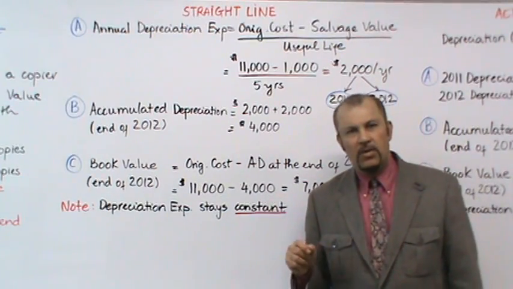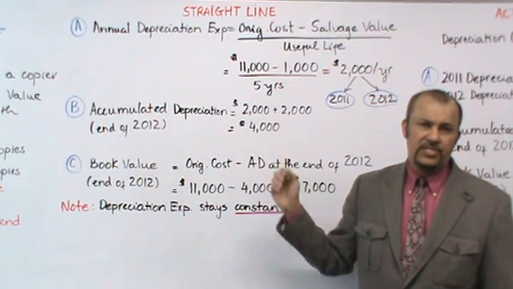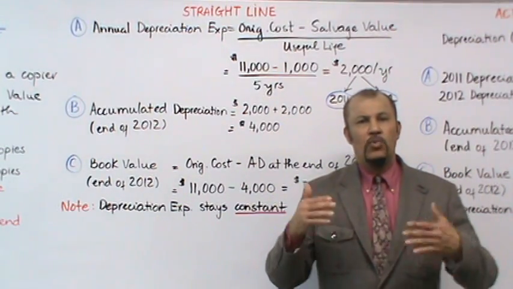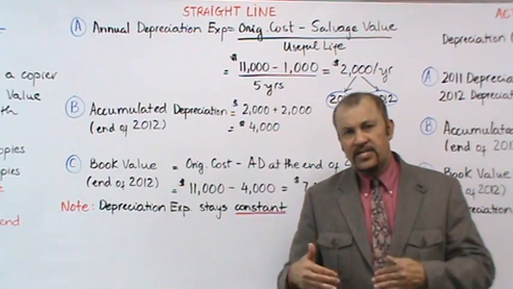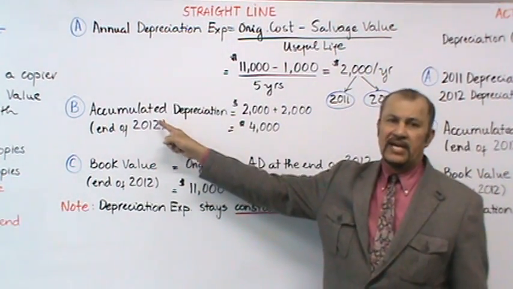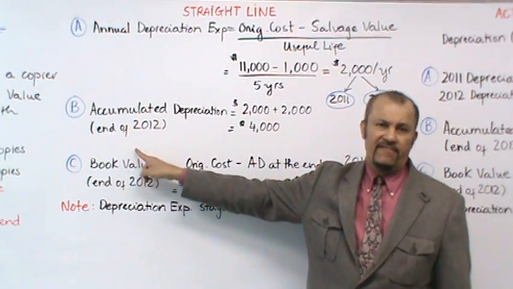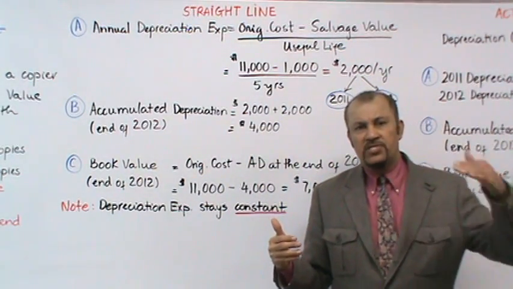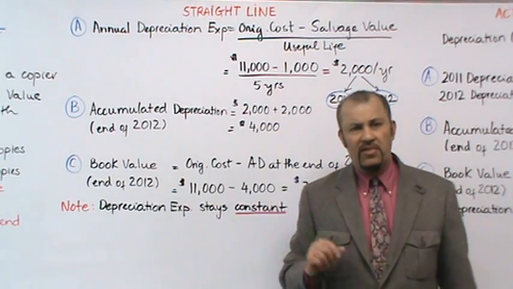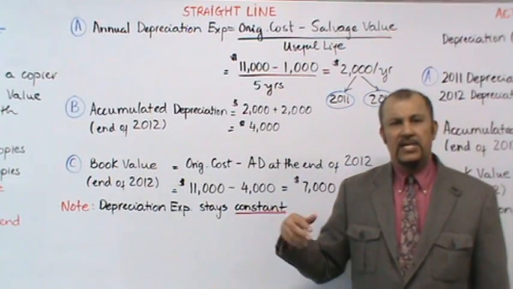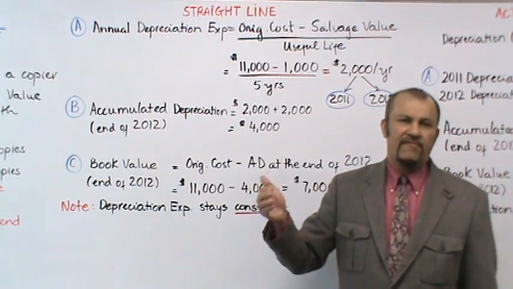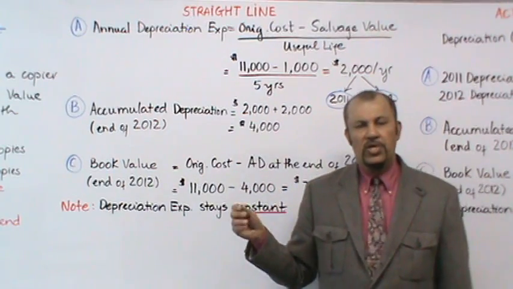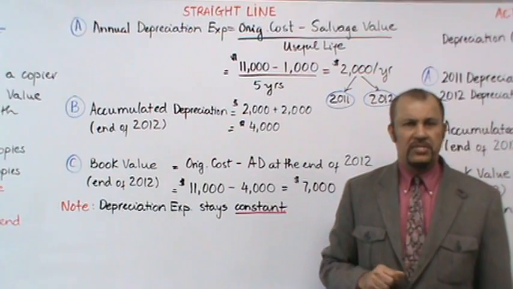Then next, in item B, we're going to calculate our accumulated depreciation. What is accumulated depreciation? Accumulated depreciation is a total depreciation that you will have taken on an asset from the day you bought it until today, whatever today might be. In this case, we're going to look at accumulated depreciation at the end of 2012. This means we have to see how much depreciation we have taken on this asset from the day we bought it, which is the beginning of 2011, till the end of 2012. That's two full years. So our accumulated depreciation is the sum of the depreciation expense for 2011 plus 2012. That's 2,000 plus 2,000, that's 4,000. So your accumulated depreciation in this case will be $4,000.